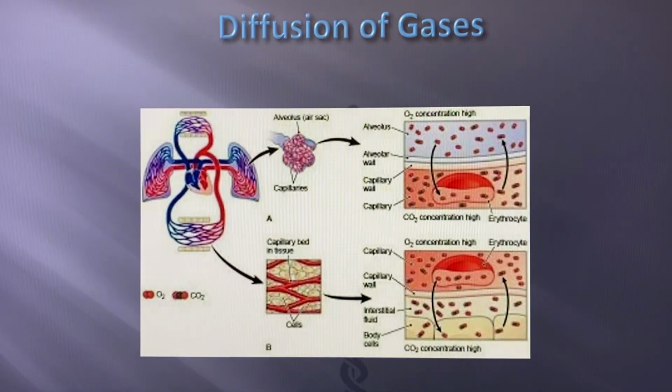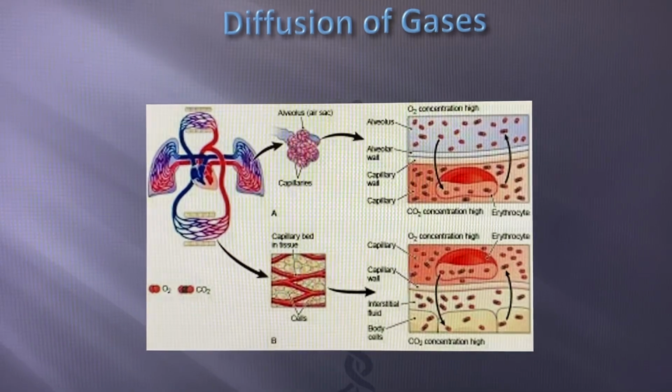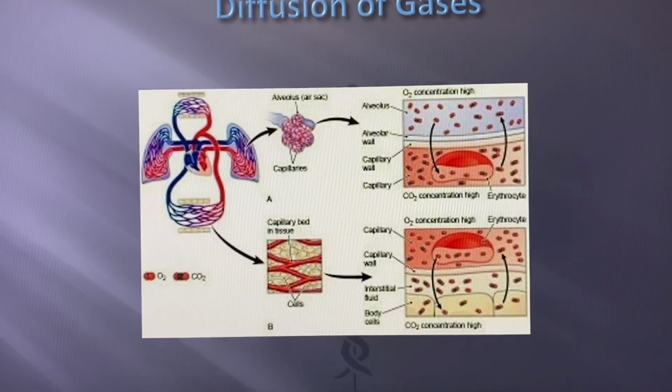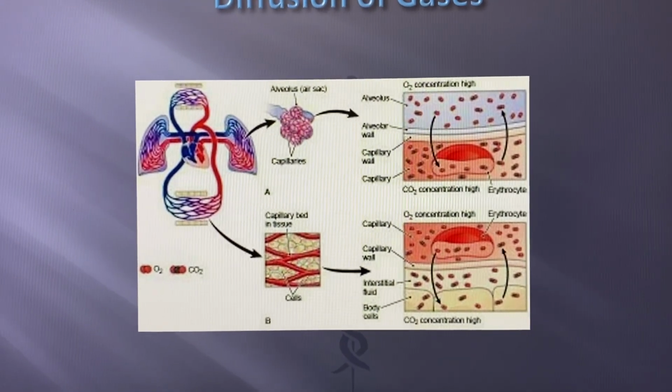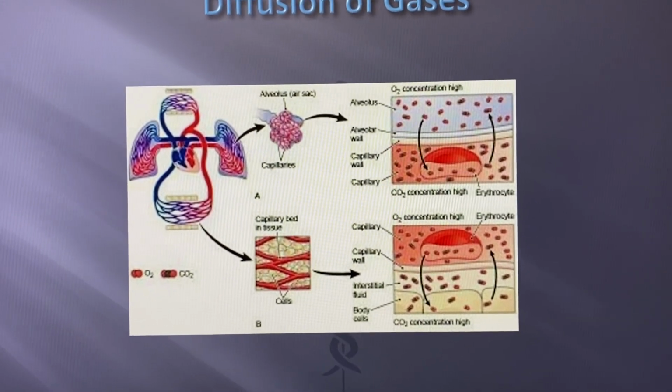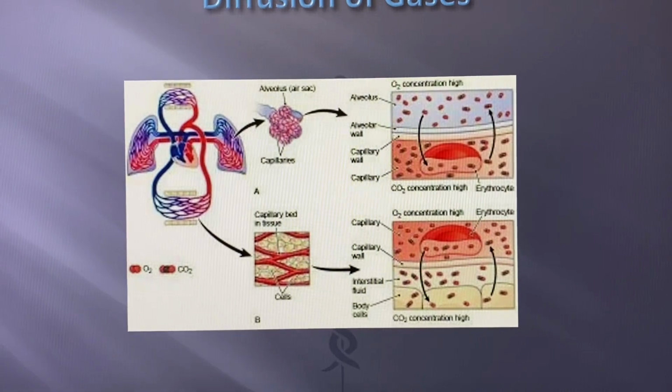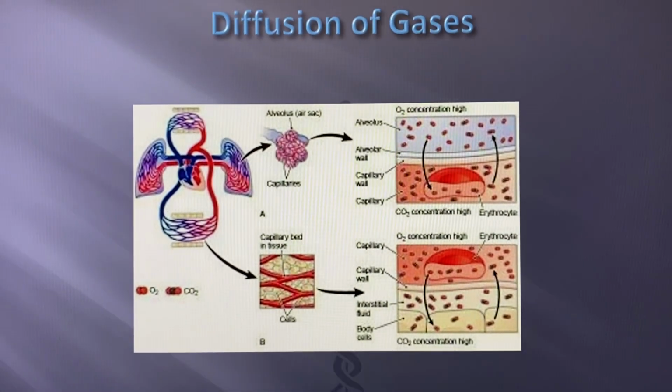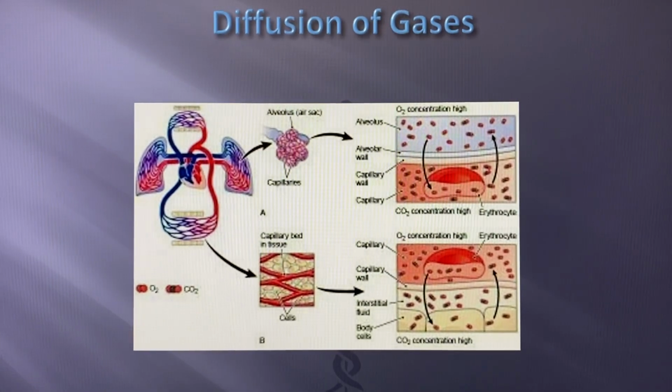Conversely, carbon dioxide is going to be diffused from the areas of high concentration in the deoxygenated blood into the lung, the alveola, where there's low concentrations of carbon dioxide.